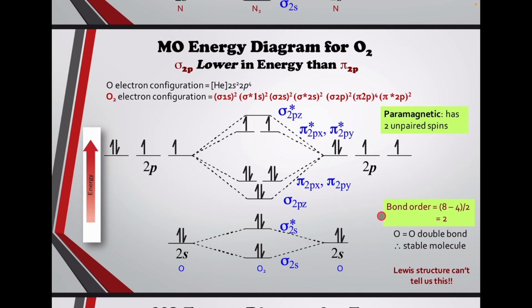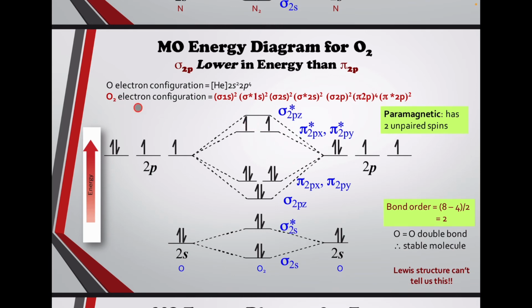Bond order is equal to 8 minus 4 divided by 2, because 8 here is 6 for the bonding plus the 2, equal to 8, and minus 4 because of the antibonding here, 2 electrons plus 2 electrons equals 4, divided by 2. The answer is that O2 is a double bond because the bond order is 2. O2 is paramagnetic because it has two unpaired spins, meaning two unpaired electrons.